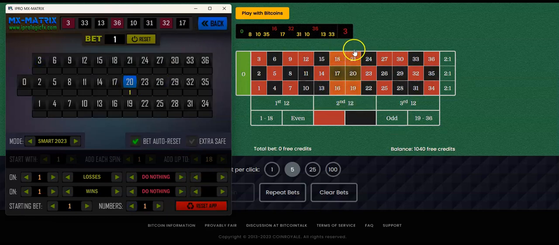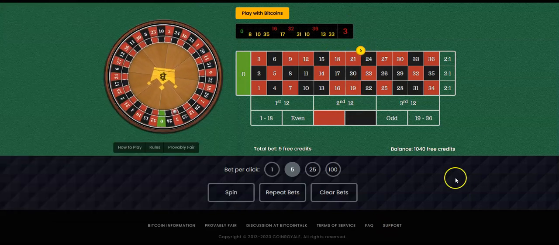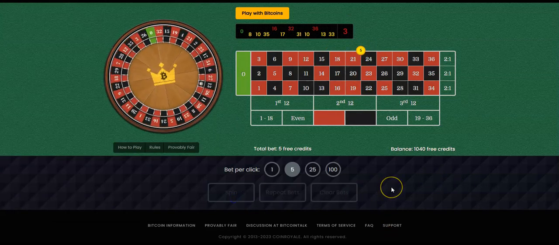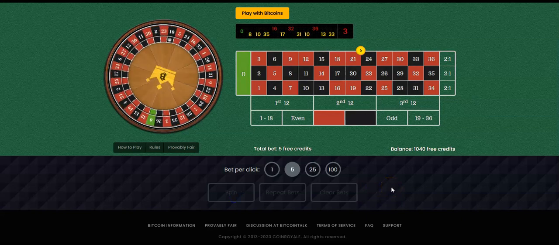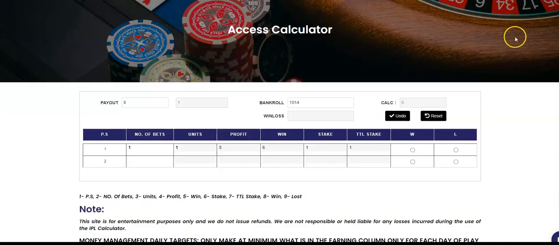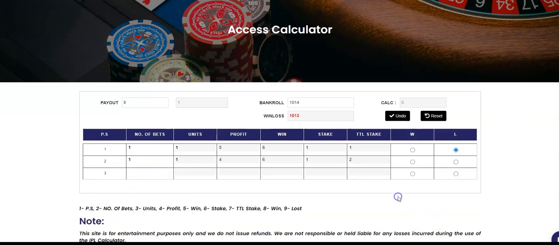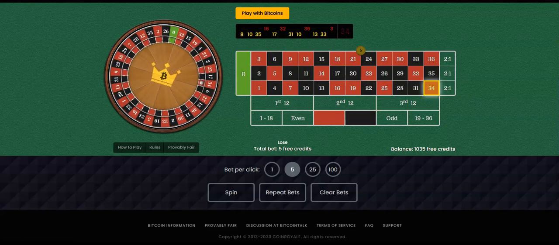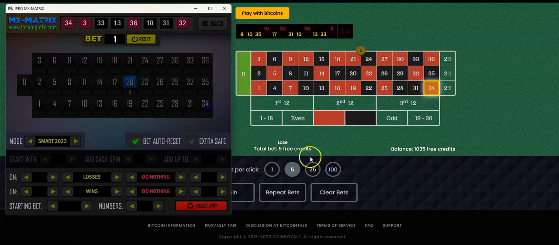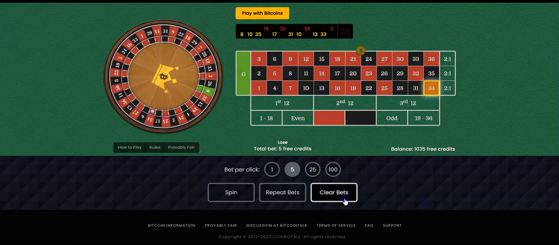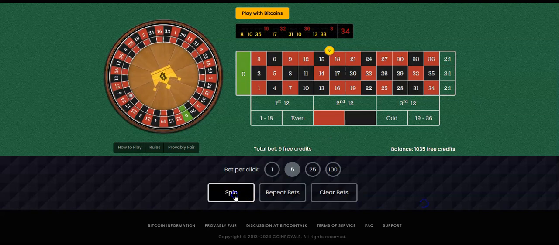Okay, so it gave me 20. So I'm just going to go in 1 spot. Here we go. 34. That was a miss. Not a problem. Look, you're betting less now. Okay? But you will hit. 15. Still says 1 unit, according to what I saw.